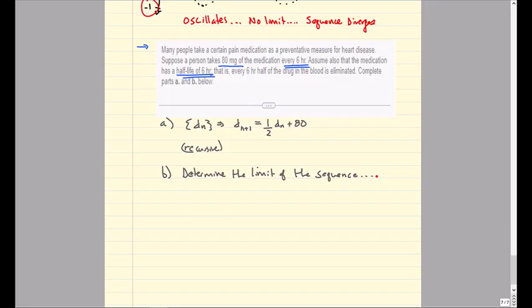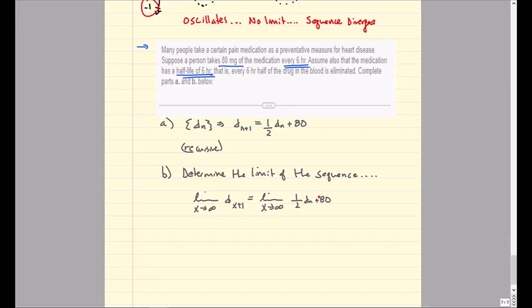So when we start talking about the limit here, I'm going to take the limit as n goes to infinity of d sub n plus 1. I'm going to take the limit of both sides. I can't just take the limit of one side. It is equal to the limit as n approaches infinity of the right hand side, and that would be 1/2 d sub n plus 80.